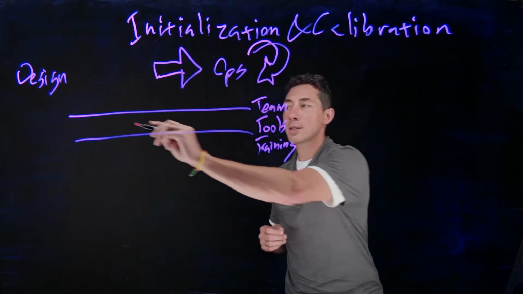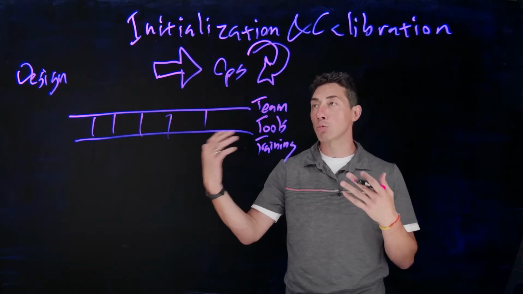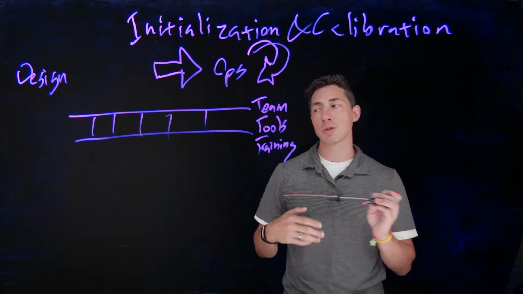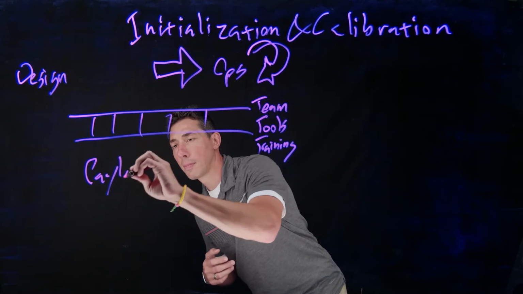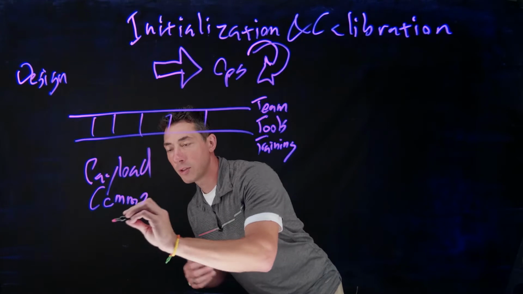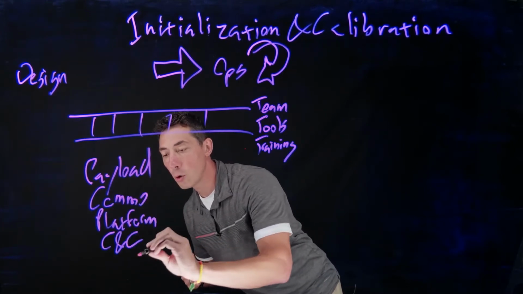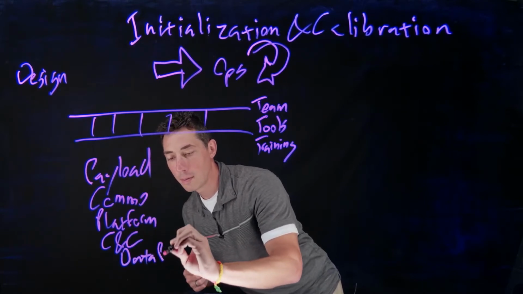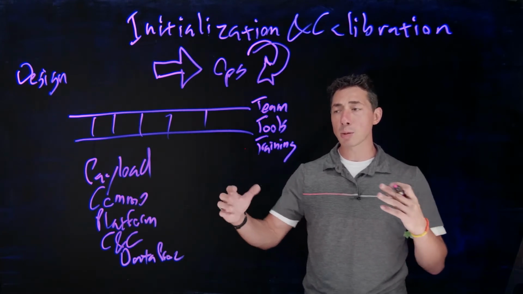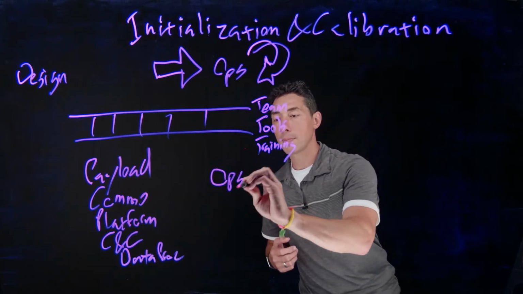And throughout this process, you're going to have all of these regular exercises to get ready for that big initialization event, because you've got all of these different subsystems. You've got your payload, you've got your comms, you've got your platform, you've got your command and control, you've got your data processing. You've got all of these different subsystems, and the folks that are going to be responsible for making sure all of these different pieces are working together well are going to be your ops team.